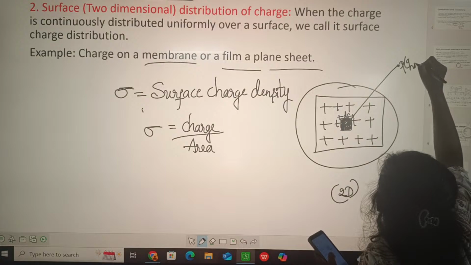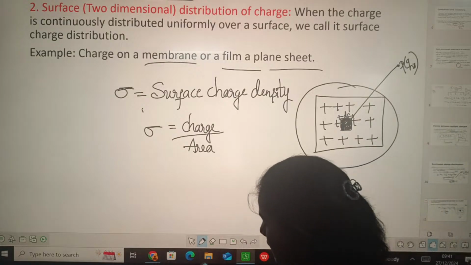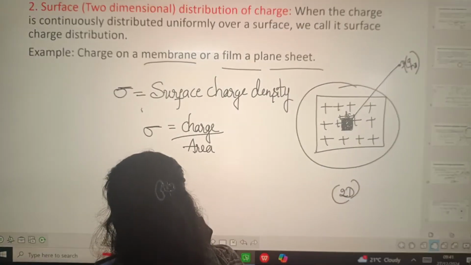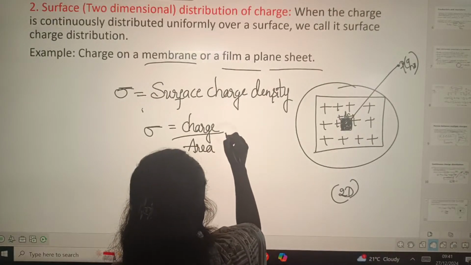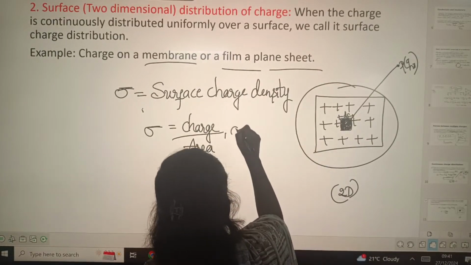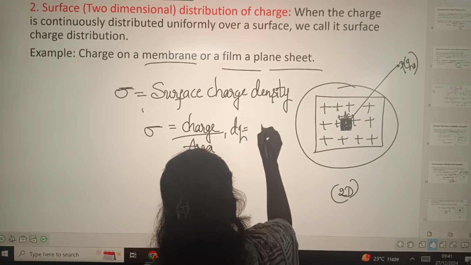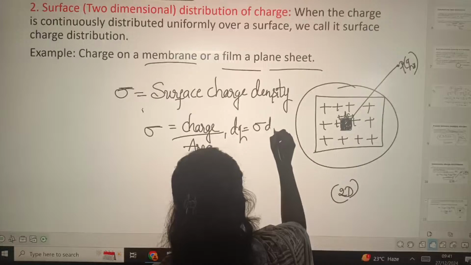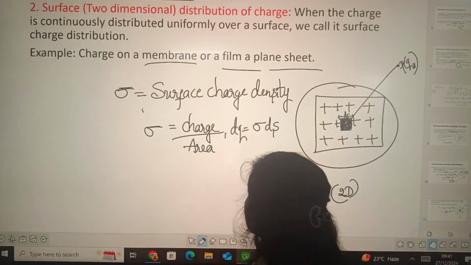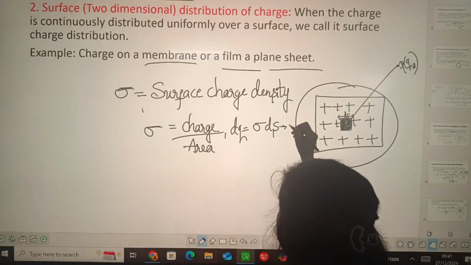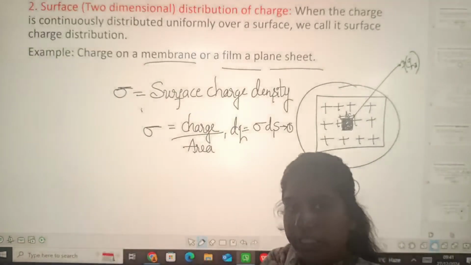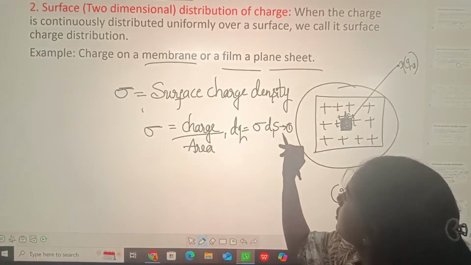Whose charge is denoted at a point P, that is a charge q naught. Now the charge on the small surface is dq is equal to sigma into ds. Am I right? Sigma into ds. This is equation number 1: dq is equal to sigma into ds.